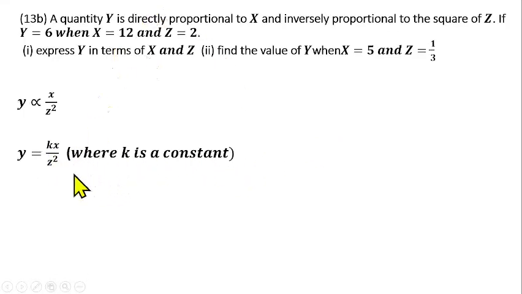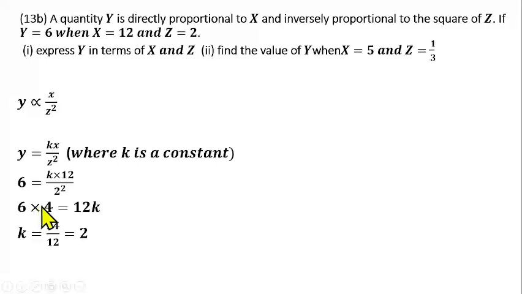Then we can now find the value of the constant using the values given. So our y is 6, put that there, we have 6 equals k multiplied by x, which is 12, over z, which is 2, so we have 2 squared. From there we have 4 here, then k times 12 gives us 12k. 4 you can now cross multiply there, 4 multiplied by 6, so we have 6 times 4 equals 12k. So 6 times 4 is 24, then divide both sides by 12, that will be k equals 24 over 12, that gives us 2. So the value of the constant is 2.